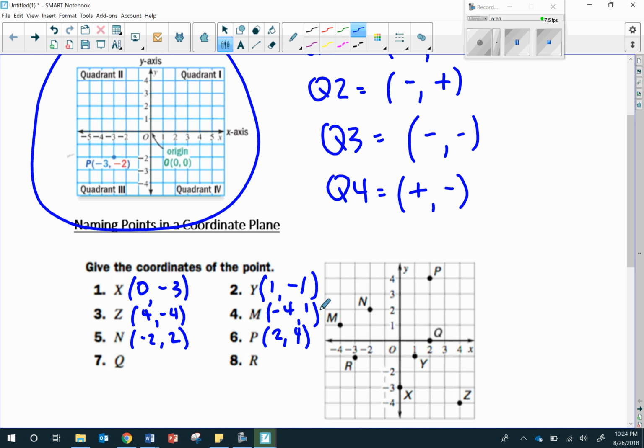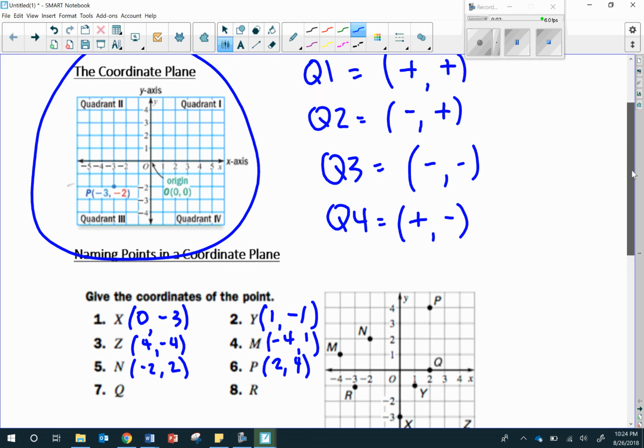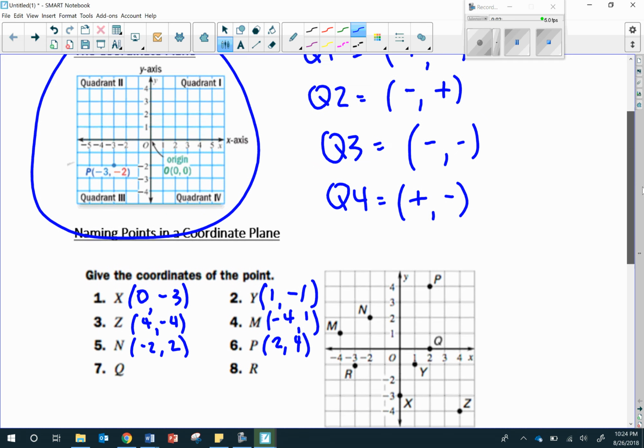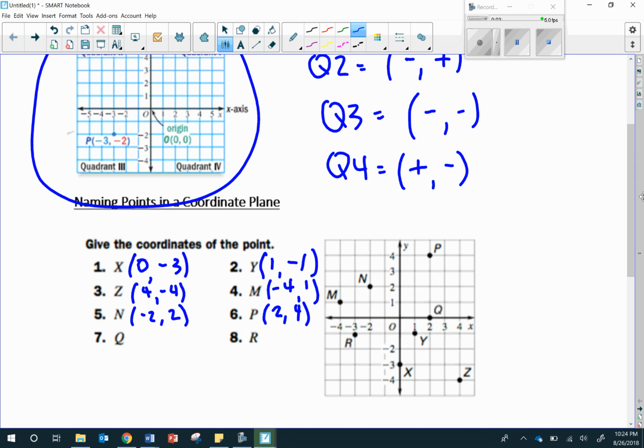If you look at point P, it is in quadrant 1, so it is going to be positive and positive, which in fact it is. Point Q is right here. We moved 2 over on our x-axis, but we did not move up or down, so its coordinates will be 2, 0. R, we moved -3 to the left, -1 down. Our coordinates are -3, -1.